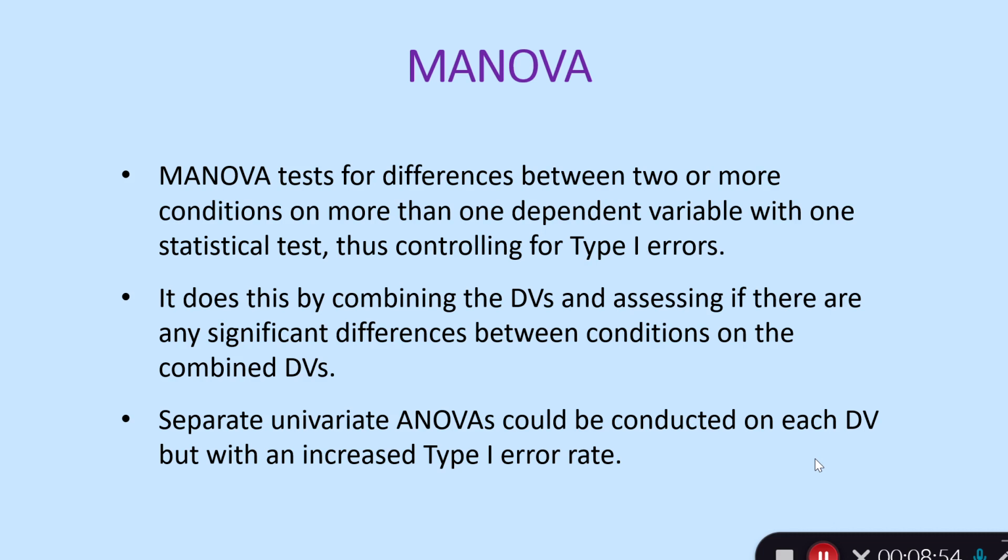Okay, and as it's noted on the bottom of this slide, we could do separate univariate ANOVAs. So if we had 2 dependent variables and we had 1 independent variable, we could do 1 ANOVA with the independent variable on the first dependent variable, and then another ANOVA with the independent variable on the second dependent variable. But that increases the risk of a type 1 error rate. If we do MANOVA, it combines those DVs into 1 score, and we're not inflating our risk of committing a type 1 error.